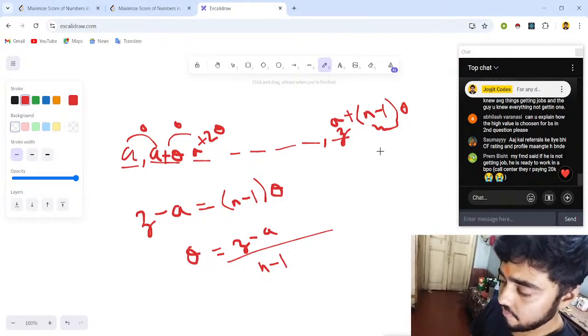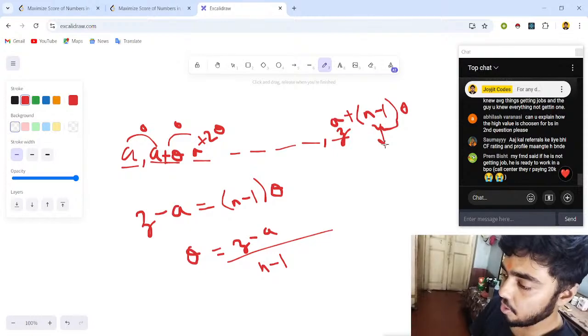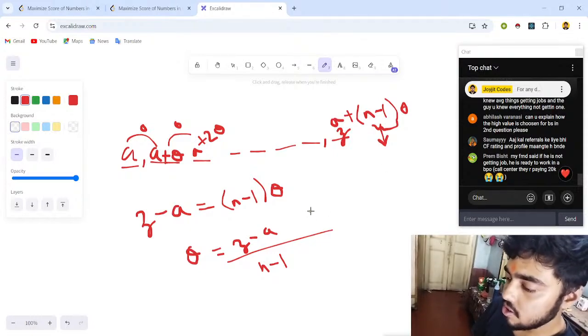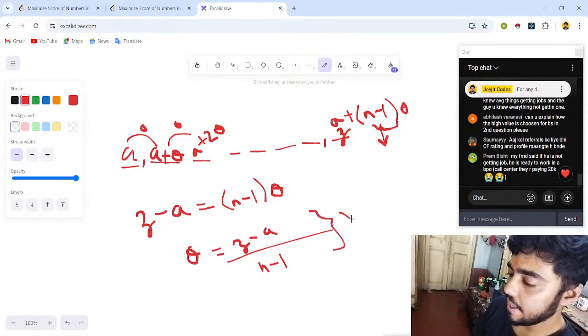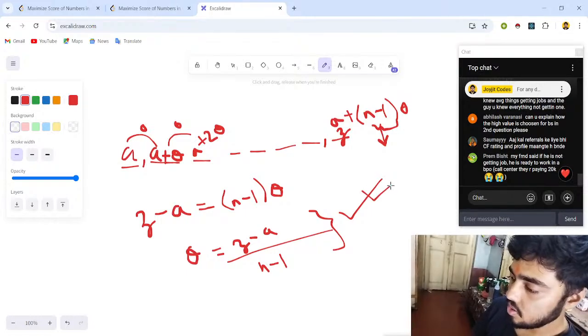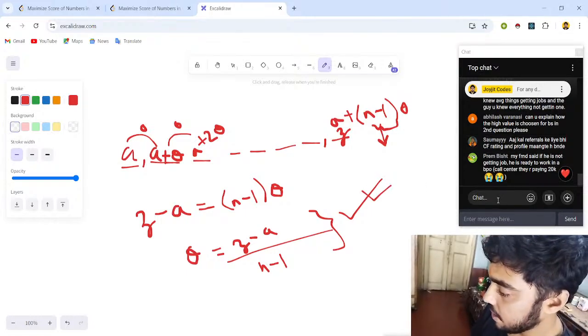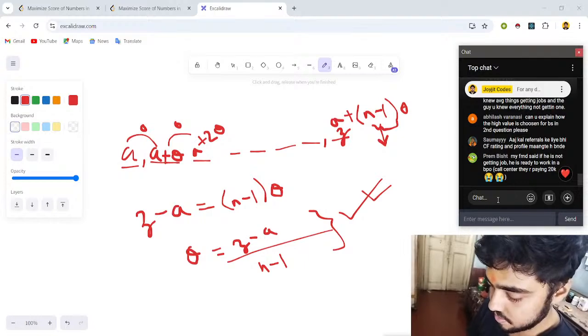Now if this value is the minimum possible value of z, this is obviously going to give me a better approach, right? So now is this clear? Who asked me? Abhilash, now is it clear?